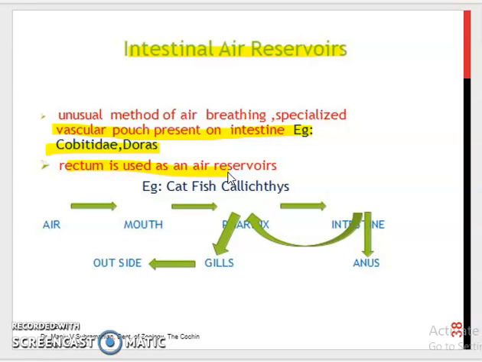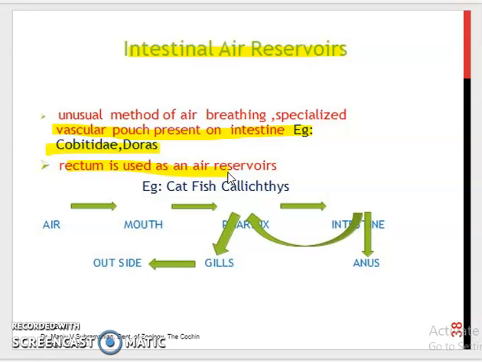And in Cobitidae, the middle and the posterior portion of the intestine serve both digestive and respiratory functions. In some of them, the intestinal digestive phase alternates with the respiratory one at short intervals. So it gets shifted. At one point of time the intestine will be digestive in function, and at the next point of time it will have the respiratory function.